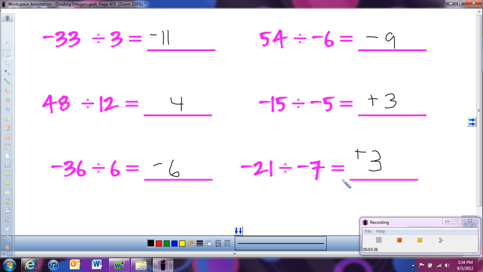So just remember, when you're multiplying and dividing integers, all you need to remember is that a positive times or divided by a positive will give you a positive. A negative and a negative will give you a positive. And a positive and a negative, or a negative and a positive, one of each, our answer will be negative.